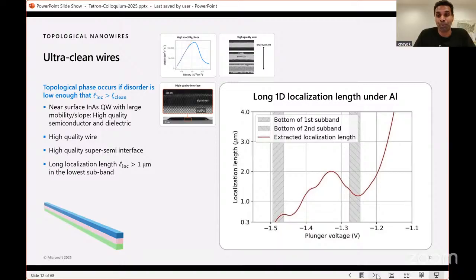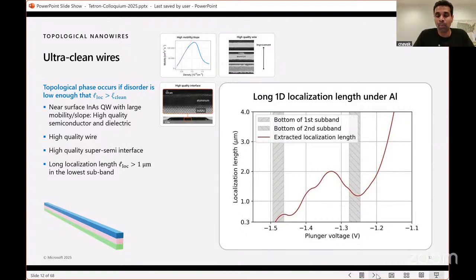And then finally, those all go together into the localization length, which is the figure of merit that's most important at the end of the day. It's an integrated figure of merit that takes into account the mobility, the wire quality, surface roughness, and so on. You can see that the localization length here is in excess of a micron in the lowest subband. And so that tells us that it is actually large compared to that clean system coherence length that we've estimated.